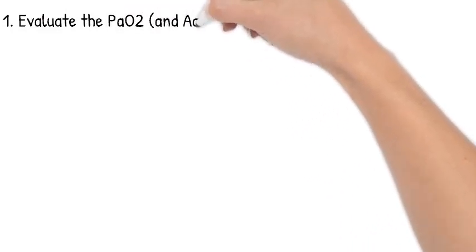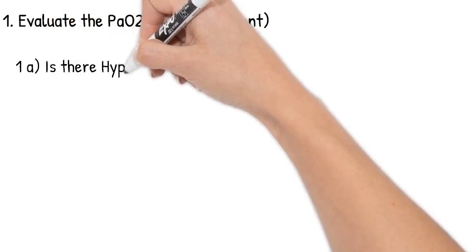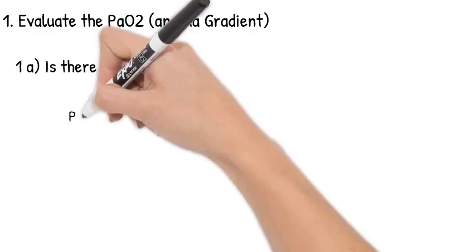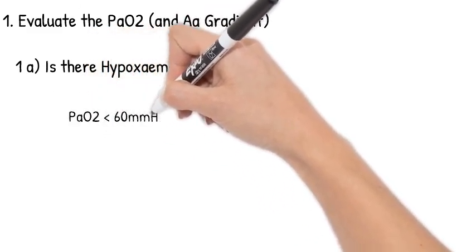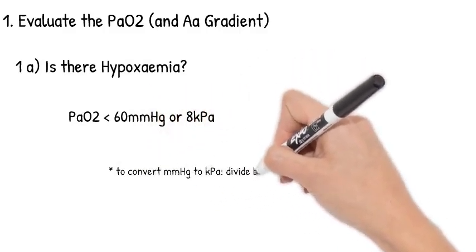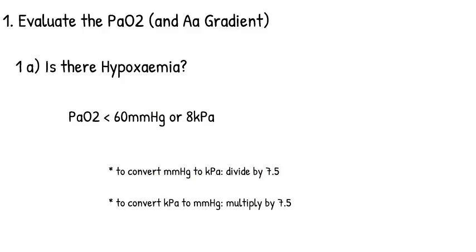First of all, evaluating the PaO2 and the AA gradient, we basically want to see if there's any hypoxia and/or hypoxemia. So first of all, hypoxemia, that's the easy one. Is there enough oxygen in the blood? And the cutoff that we use here is a PaO2 of 60 millimeters mercury or 8 kPa. Now just a little trick that we should know. To convert between millimeters mercury and kPa, you just divide or multiply by 7.5.